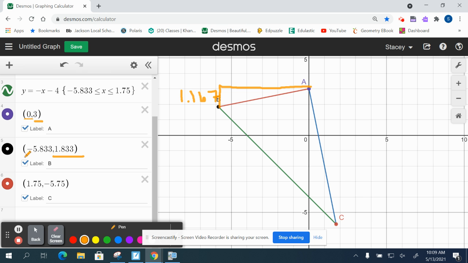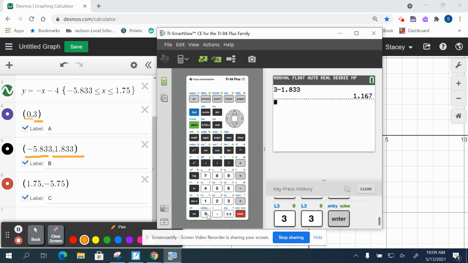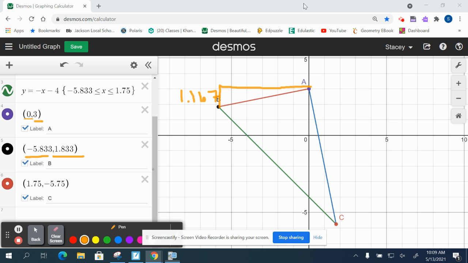So 0 minus negative 5.833. Careful if you have negative numbers. That means when you subtract, it's going to turn into positive because you'll do minus negative. So in my calculator, I do 0 minus negative 5.833. Obviously, you can probably figure this out without a calculator. I'm just showing in case you had a number other than 0, 5.833.